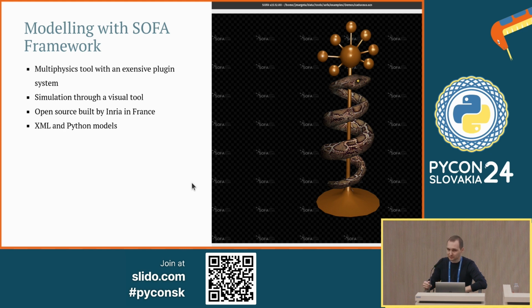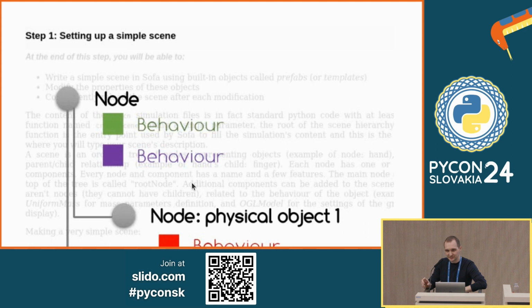So how do we build models that can simulate physics in SOFA? There are two ways. One is to define an XML scene, and the other one is to define the same XML scene, but in Python, and then it gets converted to something that looks like the XML, but that happens behind the hood. So let's see how the scene is.